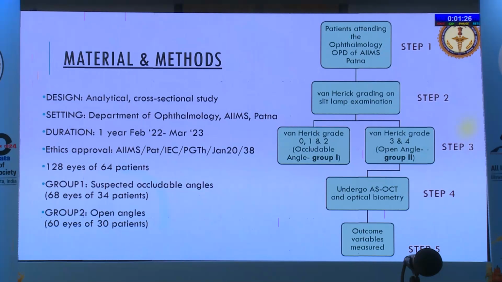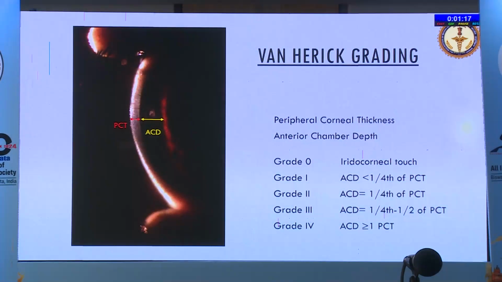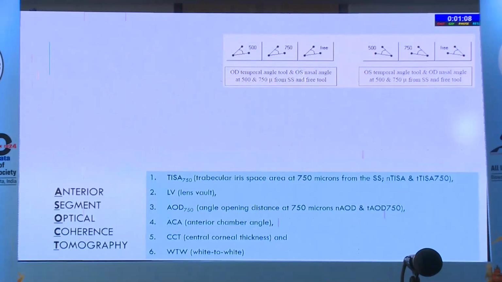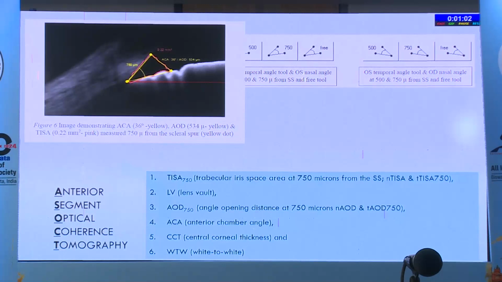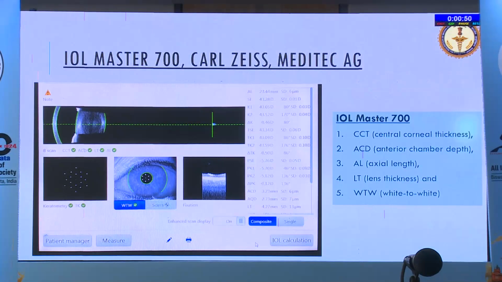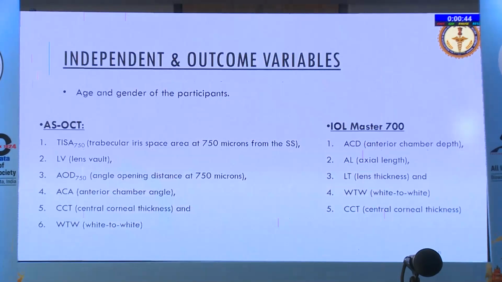All the patients who were presenting to the OPD underwent a Van Herick examination and were grouped, and they underwent AS-OCT and optical biometry, and the outcome variables were established. So Van Herick grading, as we all know, this is how it was performed. So this is the AS-OCT measuring the CCT and the angle parameters using the tools. We had used a Heidelberg Spectralis machine with the anterior segment module, and locating the scleral spur was the most important step, which was done, and all the parameters that are listed here were calculated for both nasal and temporal. And lens vault and white-to-white was also calculated. Similarly, IOL Master was performed following this, and these are the 5 parameters that we assessed, documented and compared.